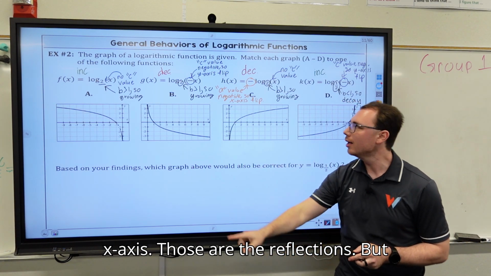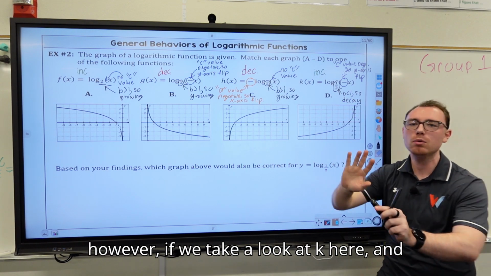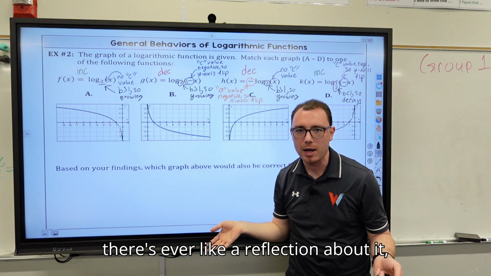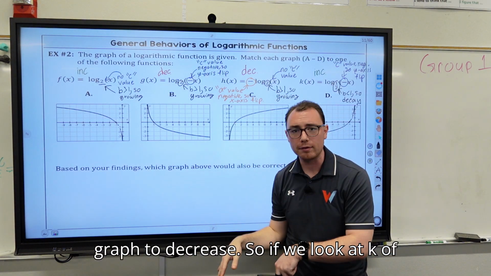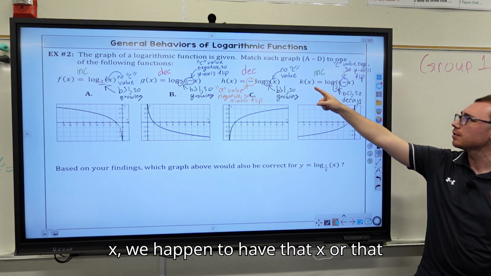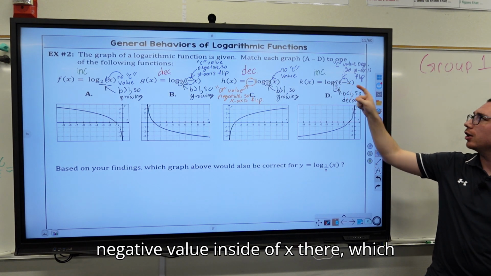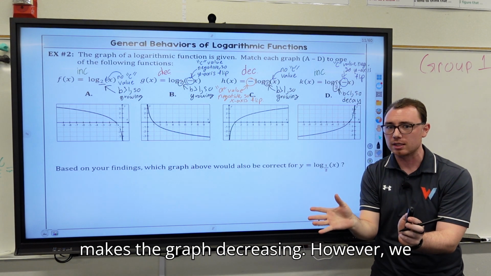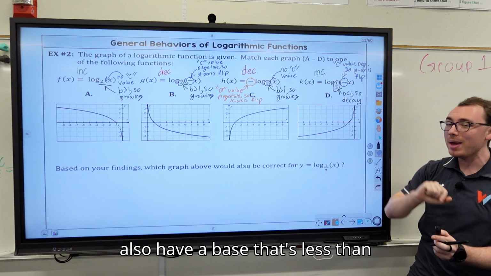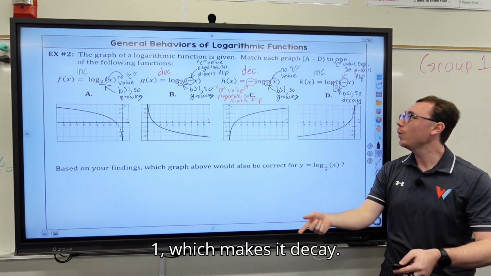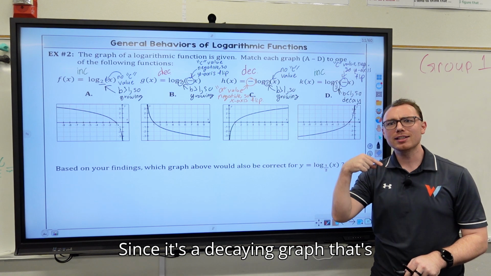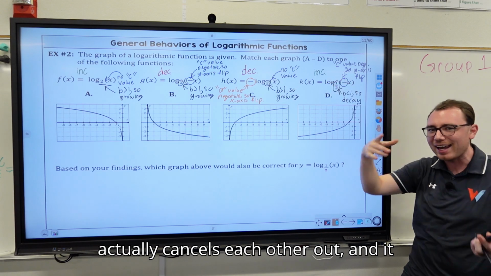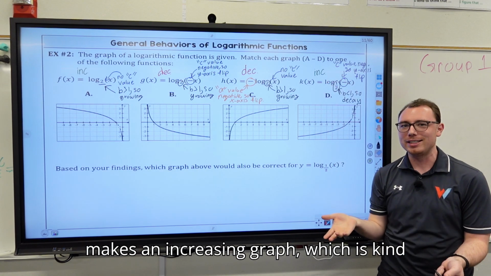Those are the reflections. However, if we take a look at k here, and real quick, I apologize, for g of x and h of x, those are both decreasing. If there's ever a reflection and only a reflection, it causes the graph to decrease. So if we look at k of x, we happen to have that negative value inside of x there, which causes it to flip about the y-axis, which makes the graph decreasing. However, we also have a base that's less than 1, which makes it decay. Since it's a decaying graph that's flipped about an axis, it actually cancels each other out, and it makes an increasing graph, which is kind of funny.